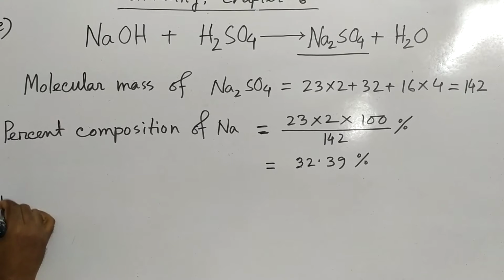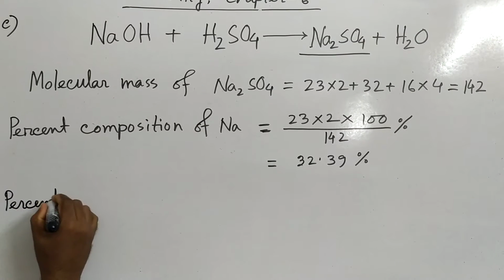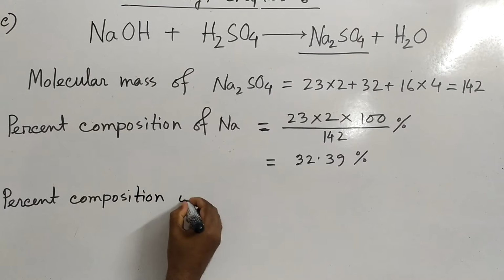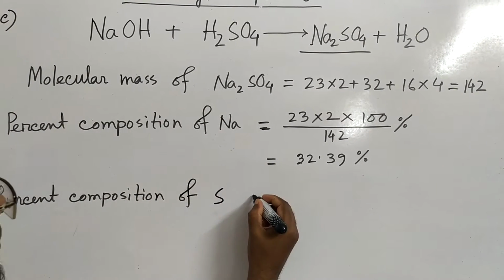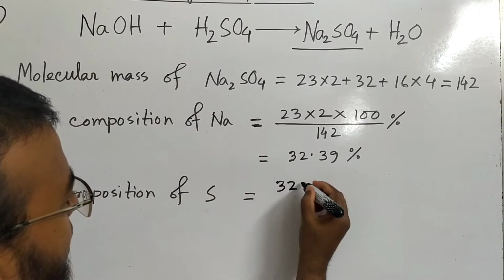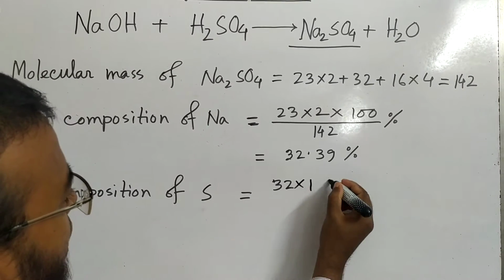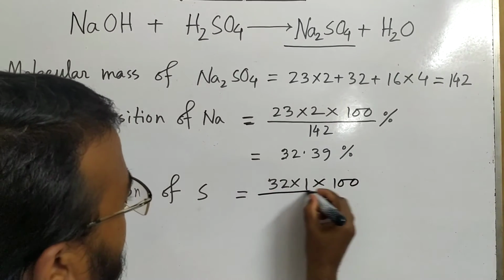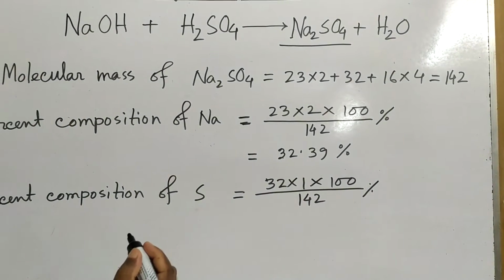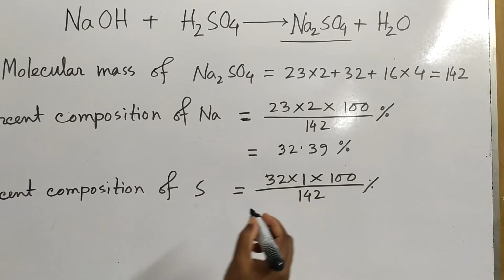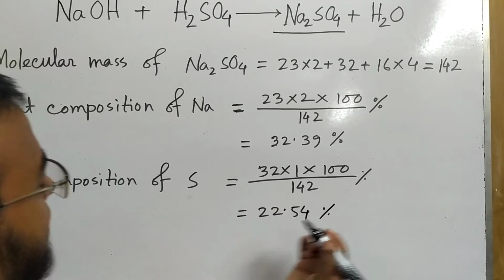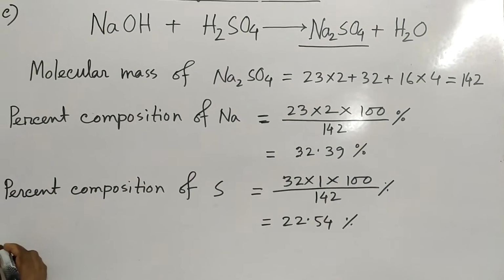Okay, now % composition of sulfur. So at first atomic mass of sulfur it is 32, number of sulfur it is 1 into 100 divided by 142. Now it is %. So by using calculator it will be 22.54%. Okay, now last one, it is oxygen.